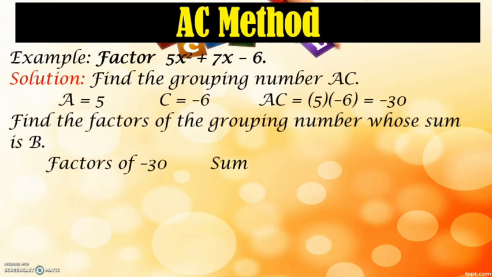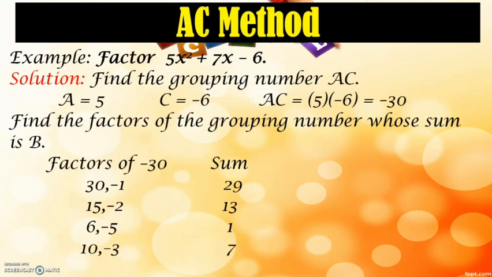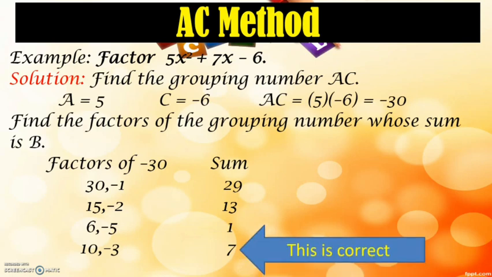Factors of negative 30: 30 and negative 1, if you add, the sum is 29. 15 and negative 2 are also factors of negative 30. If you add, the sum is 13. 6 and negative 5, if you add, the sum is 1. 10 and negative 3, if you add, the sum is equal to 7. There it goes. We found the value of B. So this is correct. We will be using 10 and negative 3.